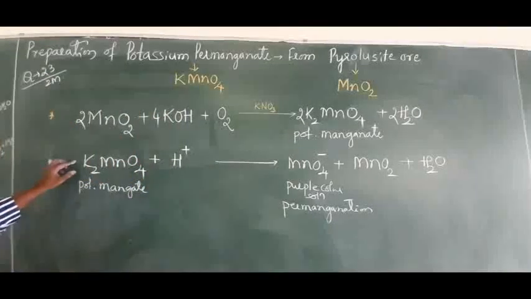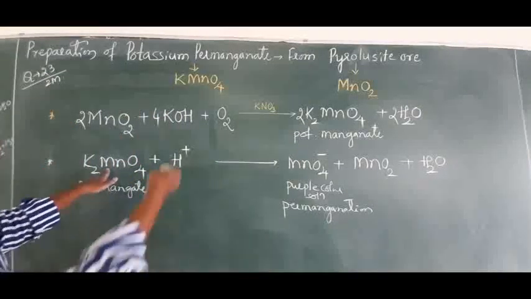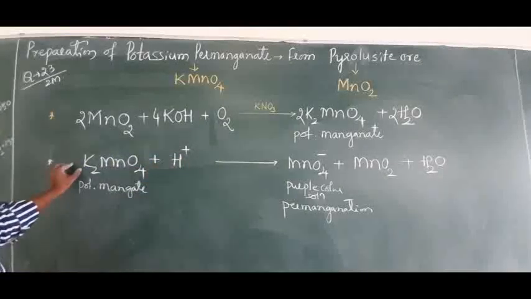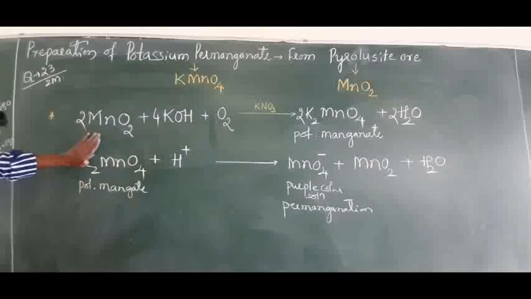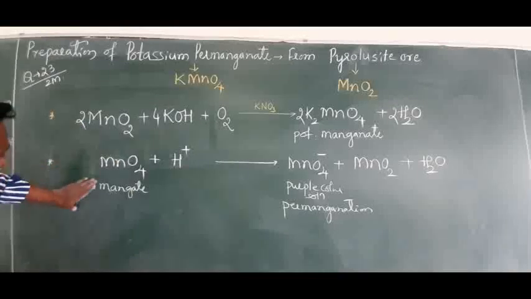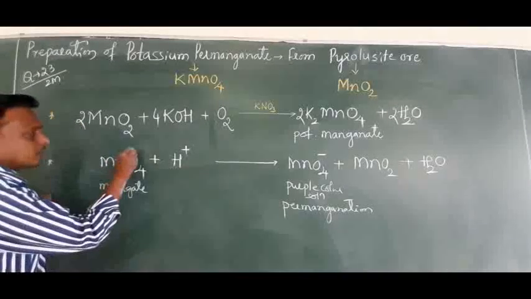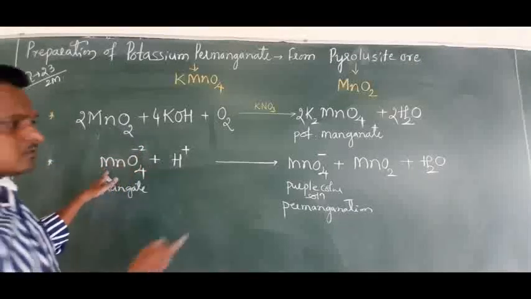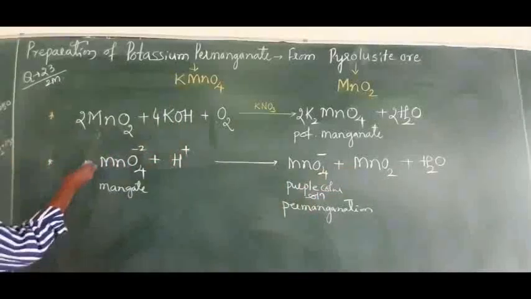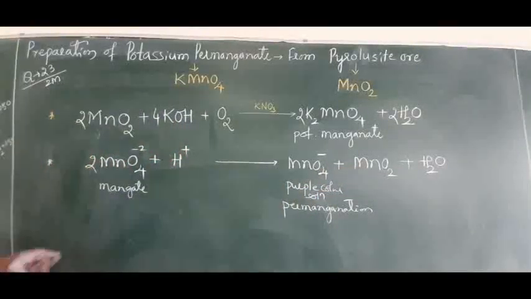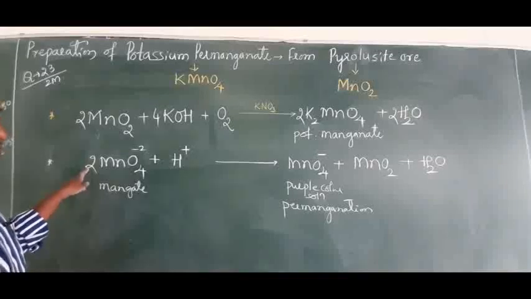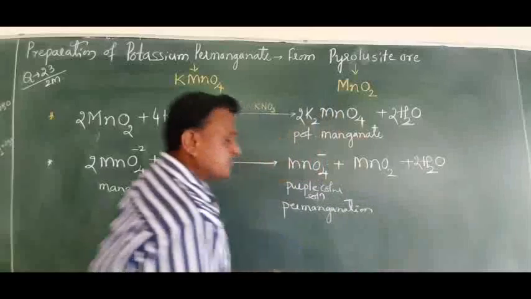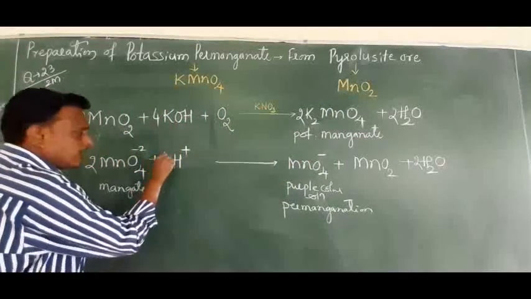You have to balance carefully, friends, K2MnO4. You can balance with your component, the manganate ion. You have to consider this potassium manganate as a manganate ion. This is MnO4 2-, in ionic form. Yes, you can balance the Mn with Mn. This is your 2. Oxygen is 4, 2 is 8. Here it is 4, 4 plus 2 is 6. Now here it is balanced 2. Automatically, this is 4 hydrogen.